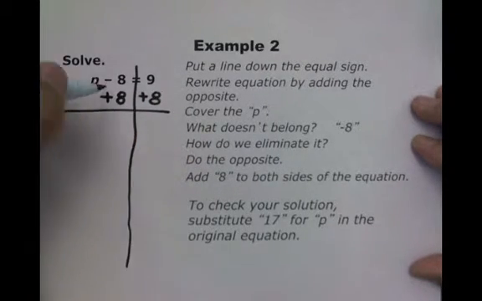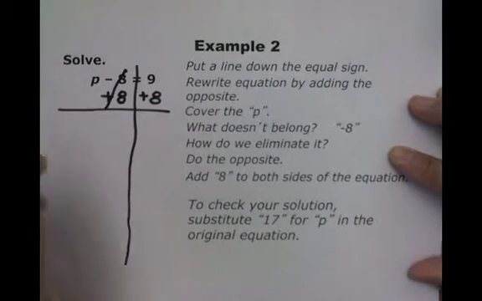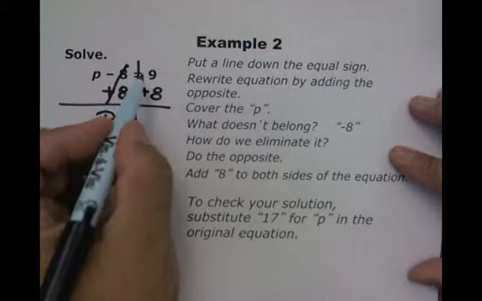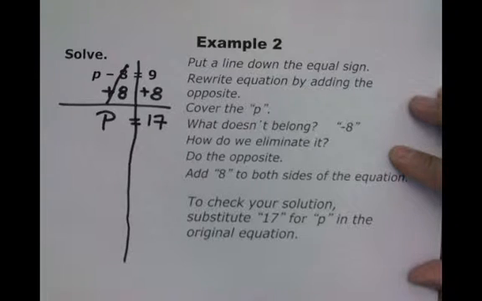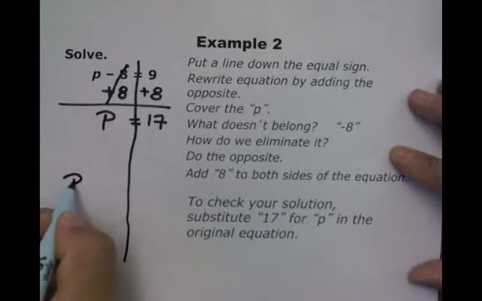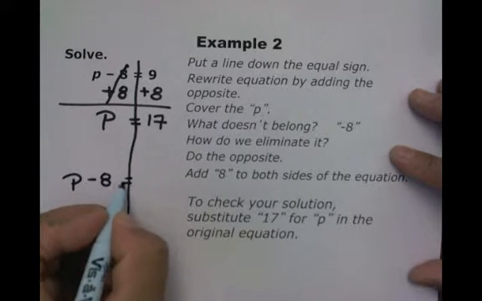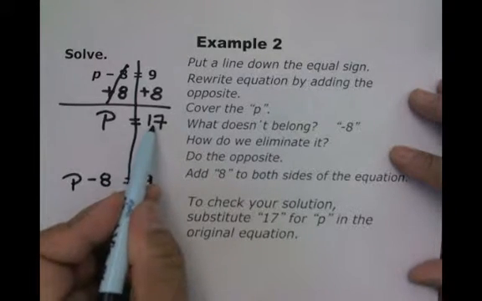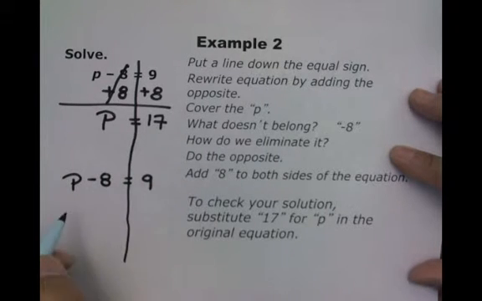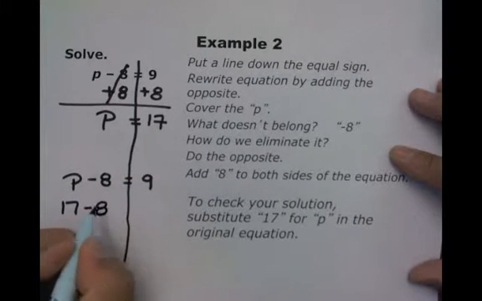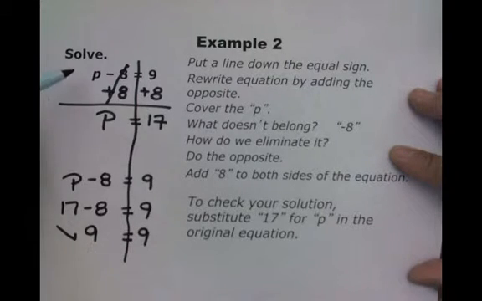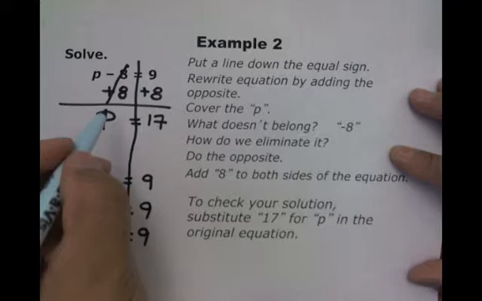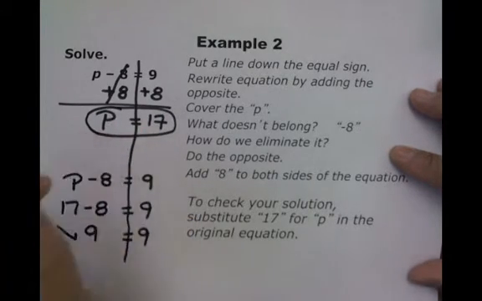And then when I simplify this, the minus 8 and the plus 8 cancel out. I bring down the p, and 9 plus 8 is 17. So now I'm going to check it. I'm going to rewrite the equation p minus 8 equals 9. And then I have to substitute what p is equal to, in this case 17. So 17 minus 8 is 9. And does 9 equal 9? Yes, it does. So it checks. So in the equation p minus 8 equals 9, p is equal to 17.